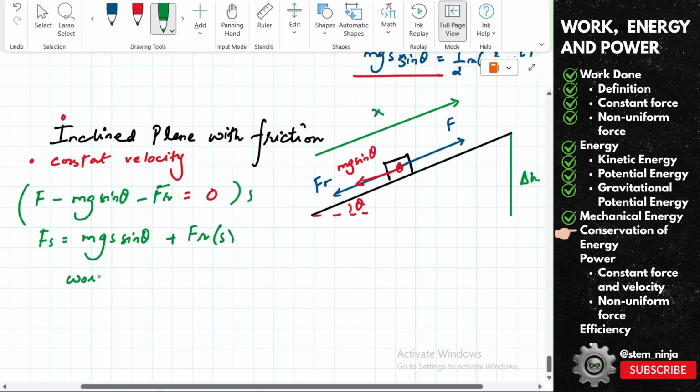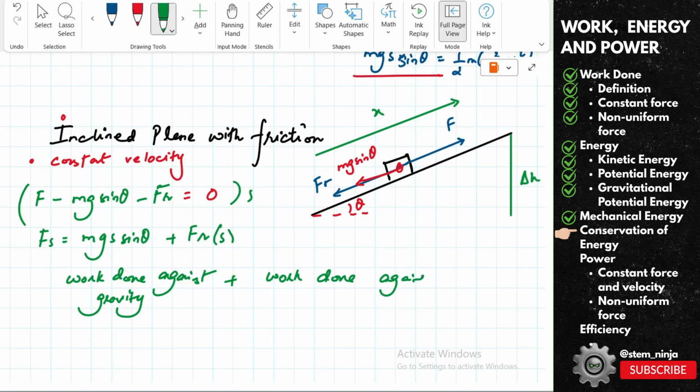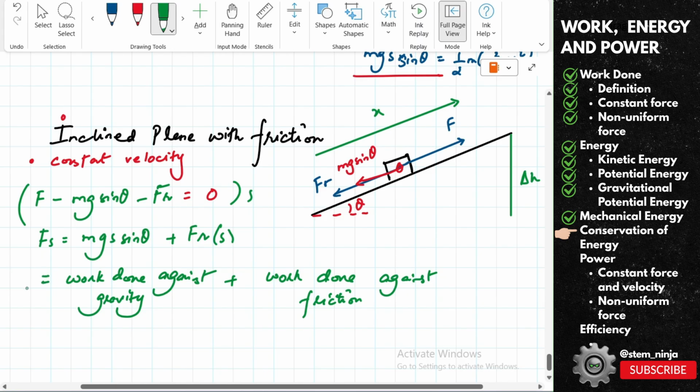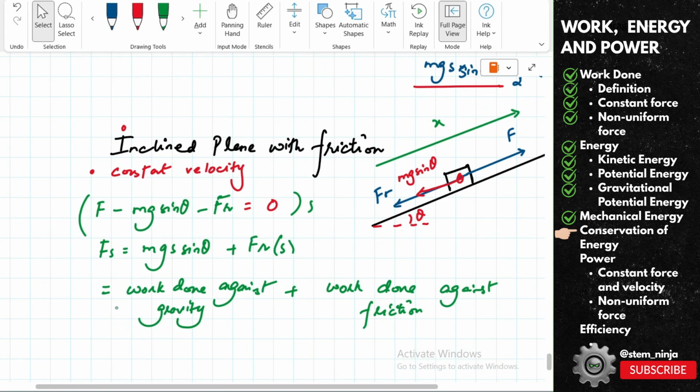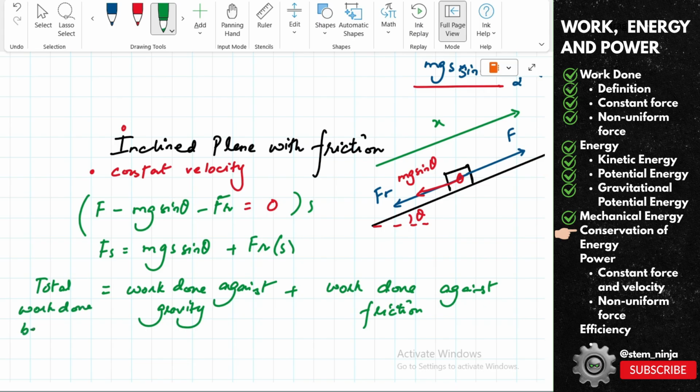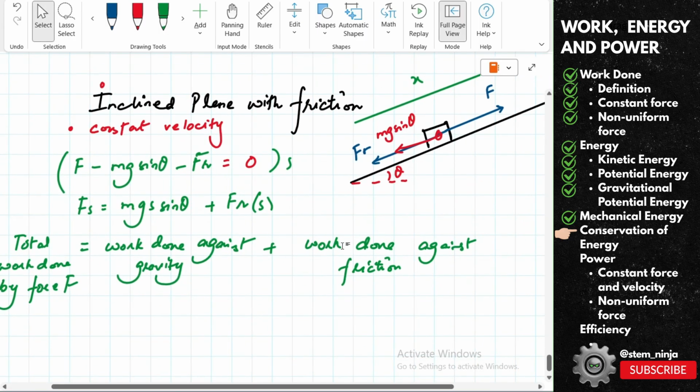Okay, so this is your work done against gravity plus work done against friction. That means the total energy provided, for example, if this is the engine of the car, would actually have to supply this much energy. Total work done by force F. Okay, so in this case, this is constant velocity.